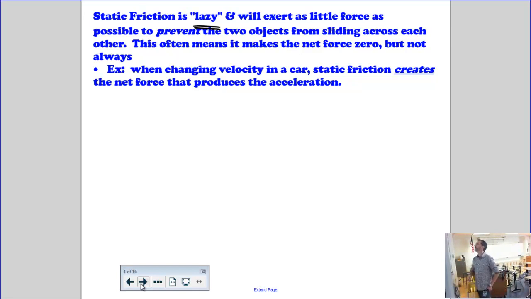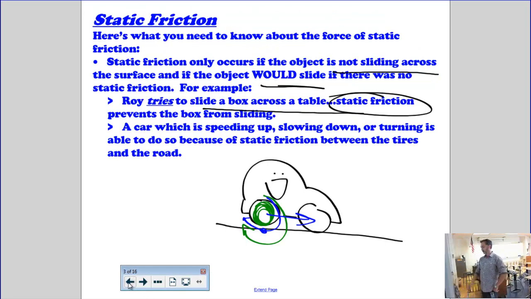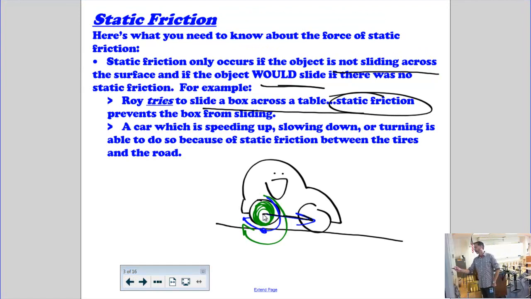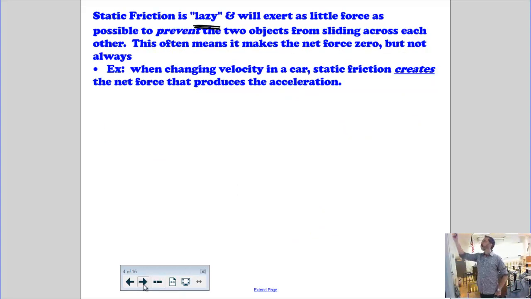Often that makes the net force zero, but not always, as is the case with the car speeding up. Here, friction is actually providing a force that makes the net force on the car not zero. That's why it speeds up. I'm guessing we'll have to talk about this more in class, and that's fine. But the big thing I want to make sure you understand at this point is that often the net force is zero, but not always.